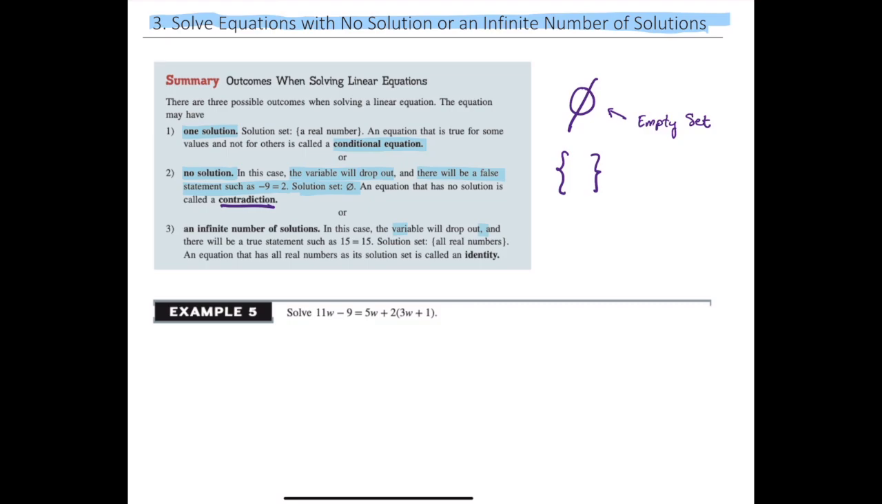Our third case is having an infinite number of solutions. It says, in this case, the variable will drop out, and there will be a true statement such as 15 equals 15. Something equals itself. In this case, the solution is anything. You could plug any real number into it, and that's what they say here. The solution set is all real numbers.